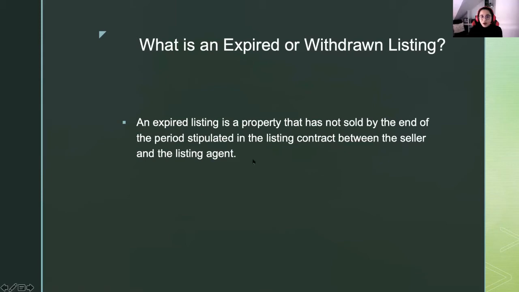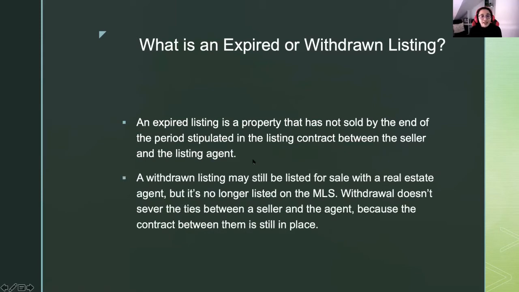All right, now the other one is withdrawn listing, okay? What does a withdrawn listing mean? It simply means that the contract is no longer on the multi-listing service or MLS. It's not there. You wouldn't see it online as for sale. But the contract has not lapsed yet, the contract is still active.